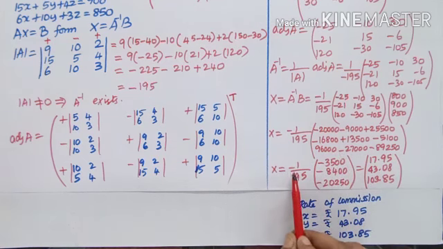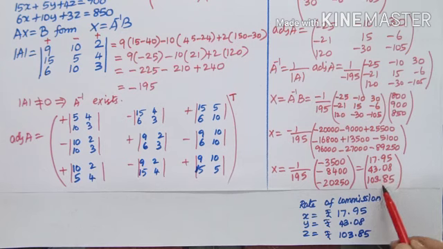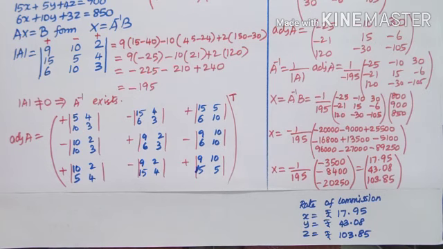Simplify this. Divide by minus 195, and sometimes your answers may be in decimals also. Many times we expect whole numbers, but these are rates of commission, so they can be in decimals also. This is X, Y and Z. So take and write the answer. Rate of commission for X 17.95 rupees, for Y 43.08 rupees, and for Z 103.85 rupees. So in this problem we are using the matrix inversion method.